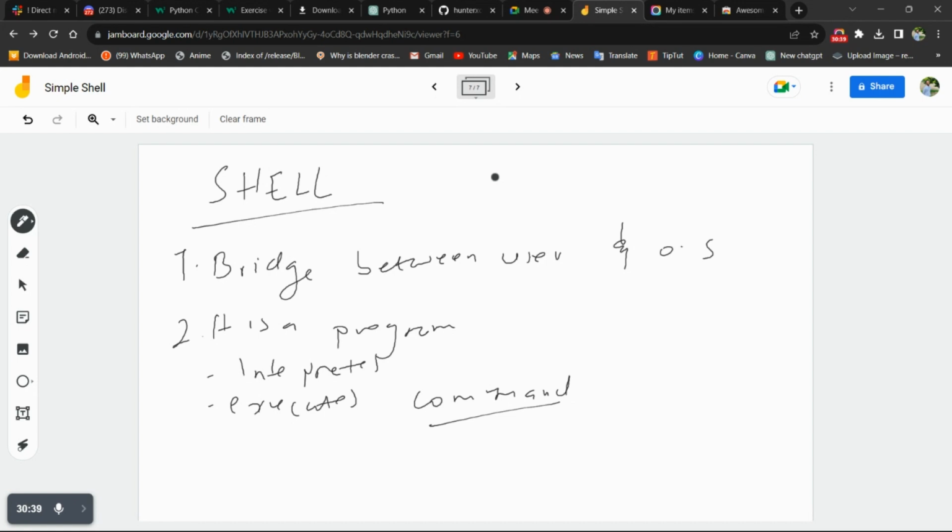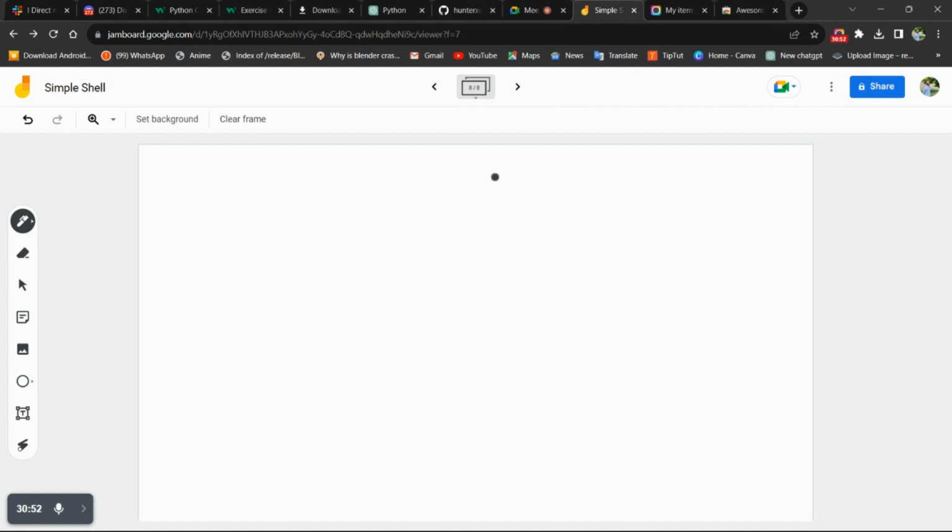If you're able to understand what a command is, you are halfway done with your shell because most of it is about how you handle commands. So what is a command? Can anyone help us? We are saying a shell executes a command, so what is a command?